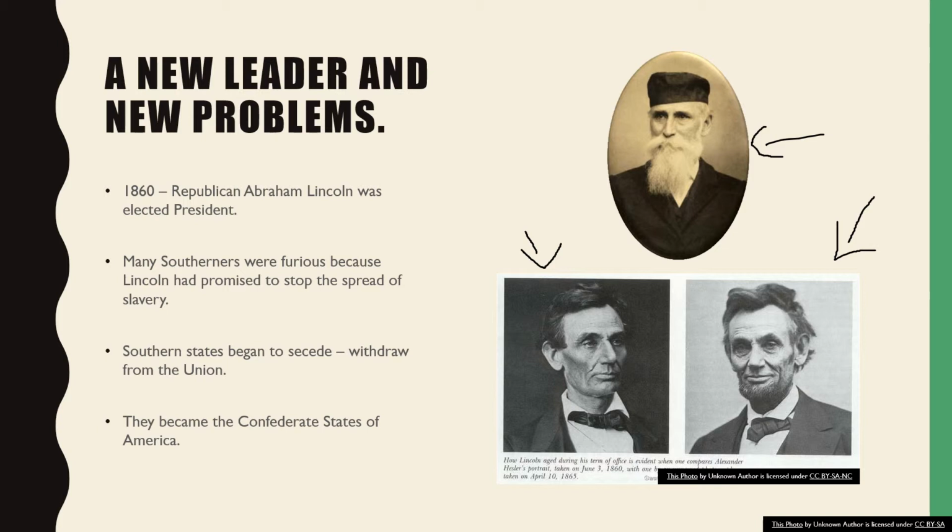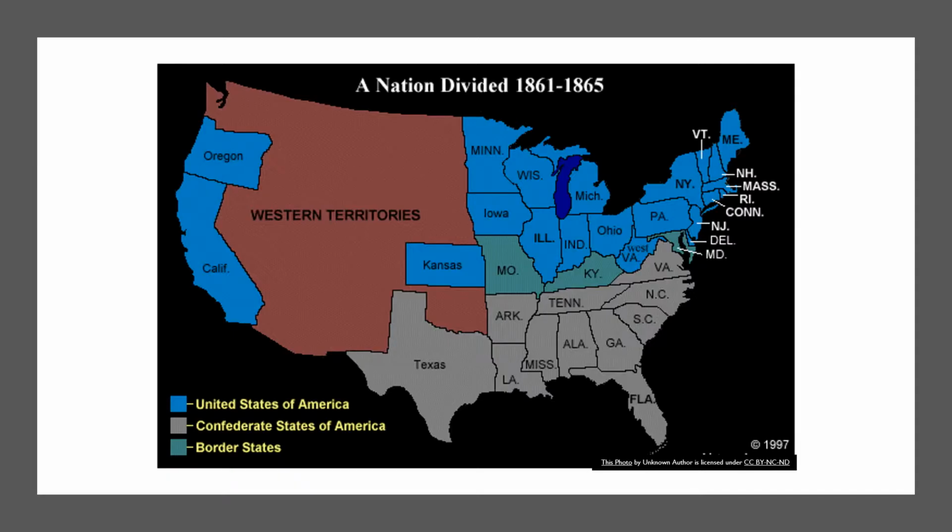Many Southerners were furious because Lincoln had promised to stop the spread of slavery, so Southern states began to secede, which means withdraw from the Union, and they became the Confederate States of America. This map shows how the country was divided. The gray states became known as the Confederate States of America, or the Confederacy. The light blue states continued to be part of the United States of America, or the Union.